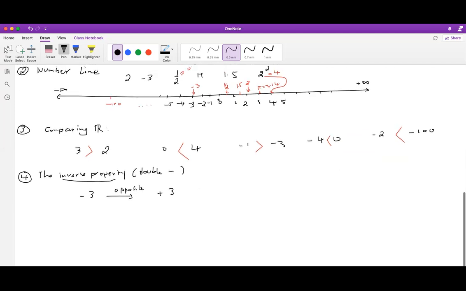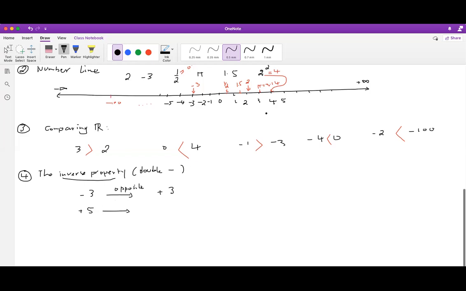Same way, if we take any number from the positive side, it has a negative number on the other side. What is the opposite of +5? -5. That's right, it would be negative 5. Exactly. So that's what we mean by inverse property.